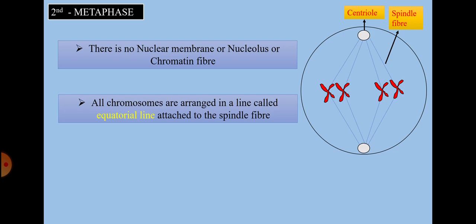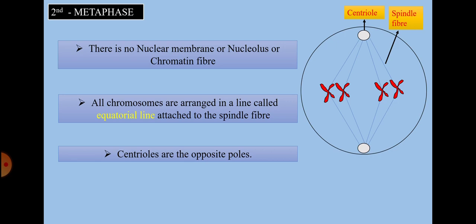But when metaphase starts, these chromosomes start getting accumulated at the center. When they accumulate at the center, they start arranging themselves on the equatorial line where the spindle-shaped fibers are placed. And the centrioles are on the opposite poles. This is when metaphase starts.